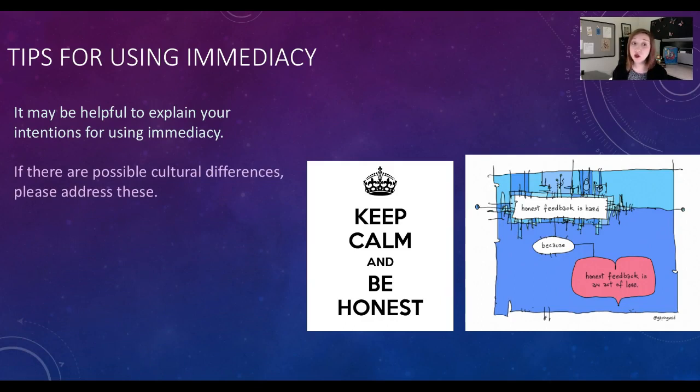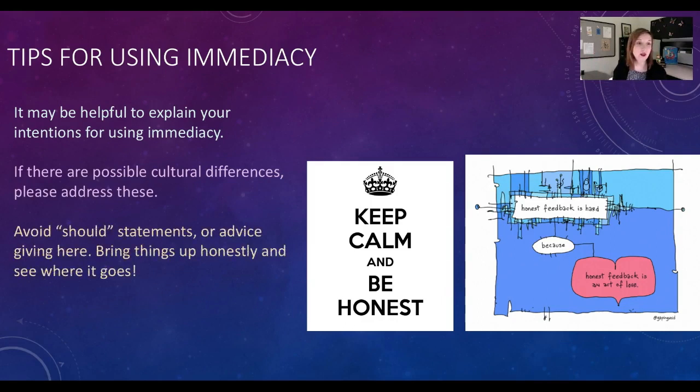If there are possible cultural differences, please address these. We remember some types of cultures, you don't address things directly, so bring that up with the client, or perhaps there could be gender roles going on. Someone comes from a culture where maybe women don't speak their mind as much, and if you're a male helper working with a female client who has that type of culture, try to normalize why you're doing what you're doing here, and maybe they won't want to engage with that, and that's okay. But if there are cultural differences, bring it up. Avoid should statements or advice giving here.